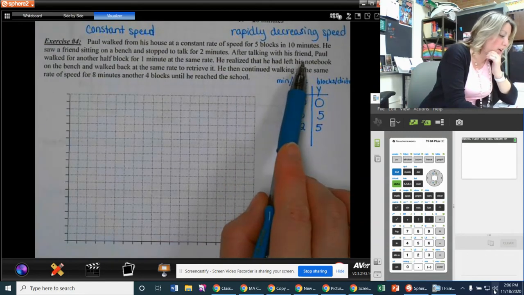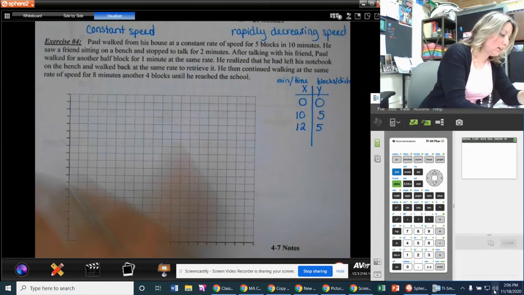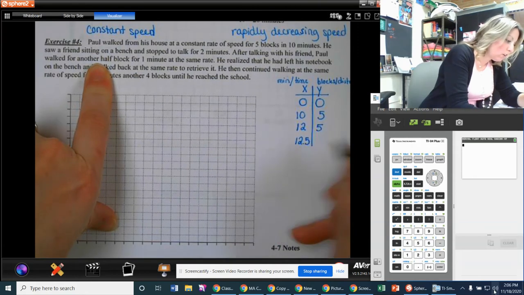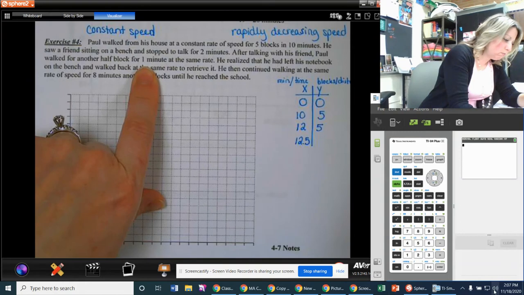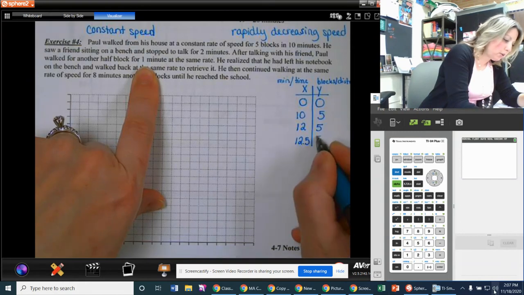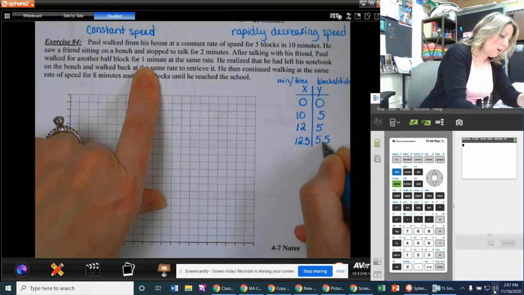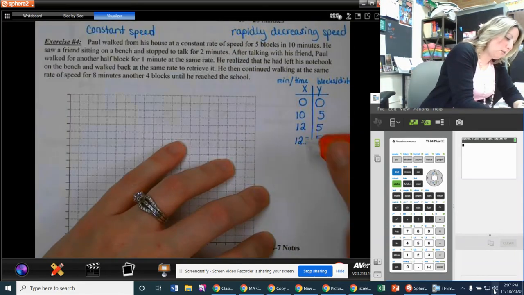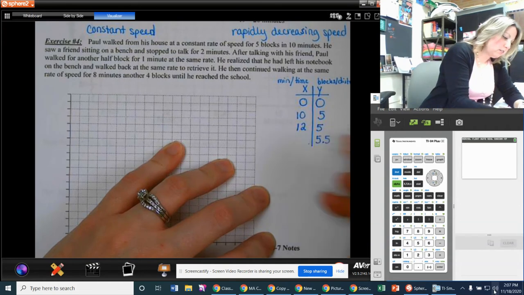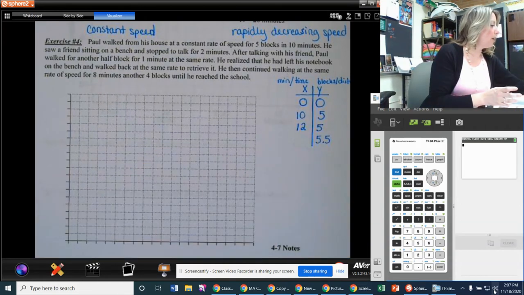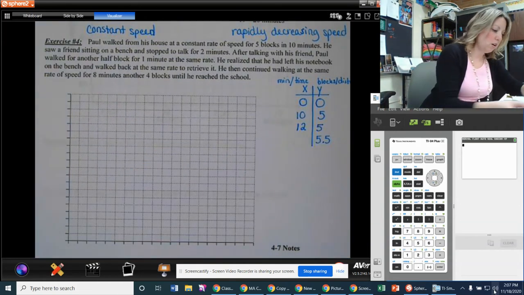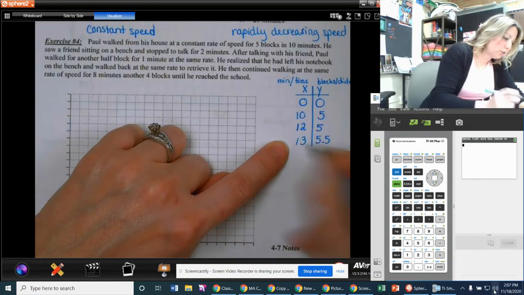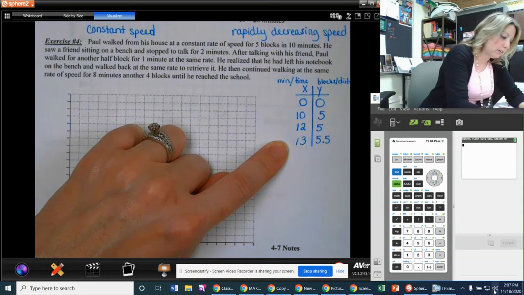After talking with his friend, Paul walked for another half block. So half, so we get to 12 and a half. For 1 minute. Oh, half block, sorry, we get to 5 and a half, my bad. I was trying to add my X, but it was really my Y that needed blocks. There we go. So we got to 5 and a half blocks, but it was 1 minute of time. So that was 13 minutes that have passed.